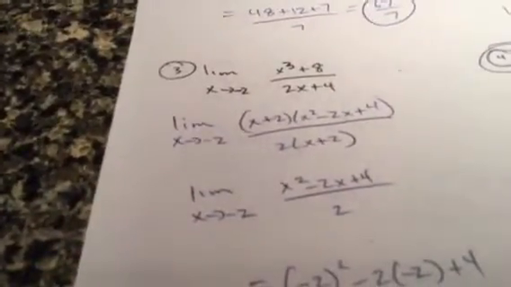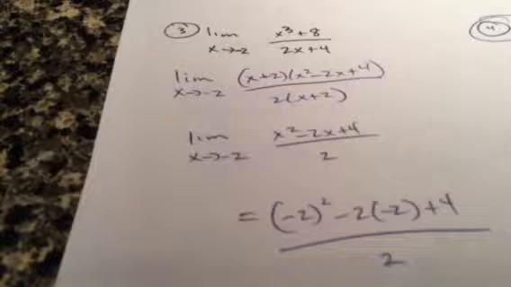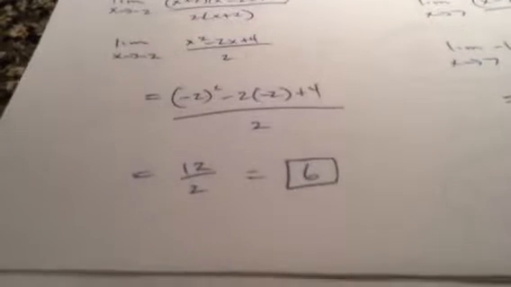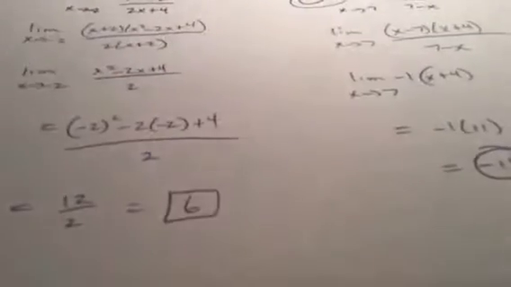Alright, folks, this is the sum of 2 cubes. That is x plus 2 times first term squared minus the inner product plus the second term squared. The x plus 2's cancel. Now I can plug -2 in, and that is what I get. 12 over 2.